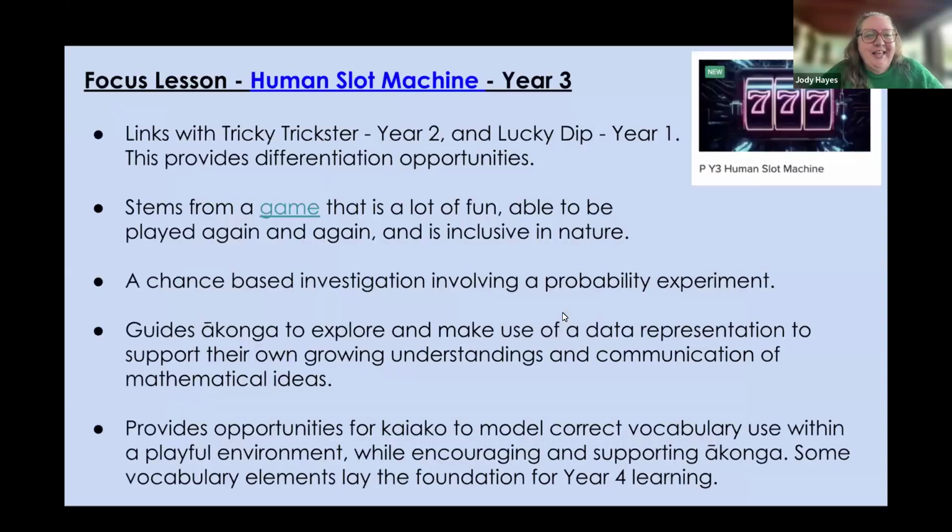Okay, all right, so here is our first focus lesson. We're going to talk through four of our lessons today with a little bit more detail. The links and things are all online at Census at School, and through these slides the links are live, so you'll be able to go and do a deeper dive yourself. The first one we're going to talk about today is the human slot machine. This was actually designed based on a little video that I think we should go and look at.